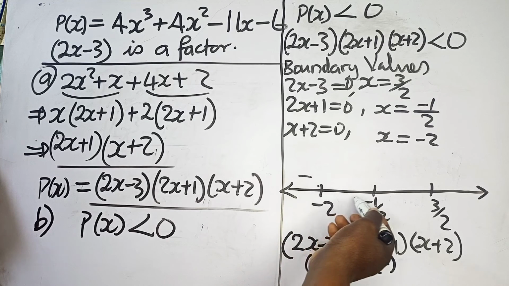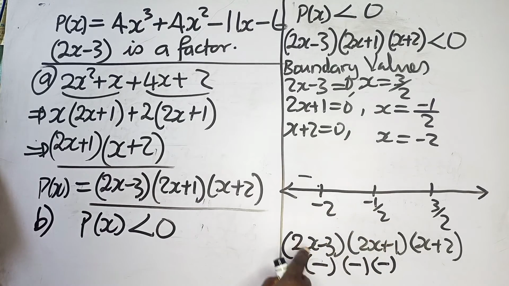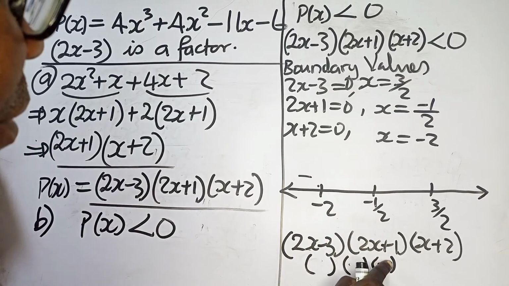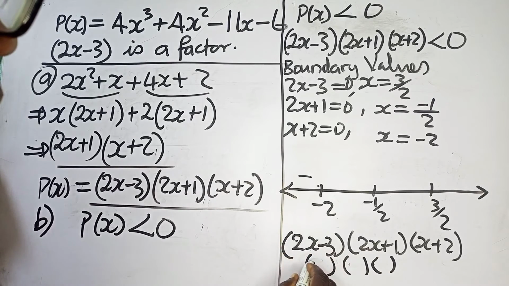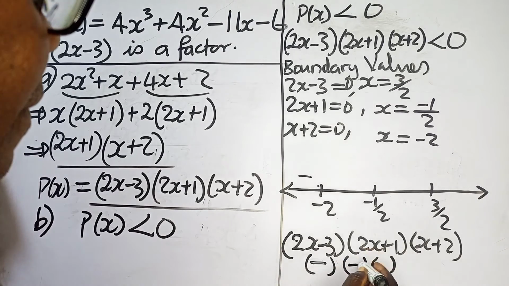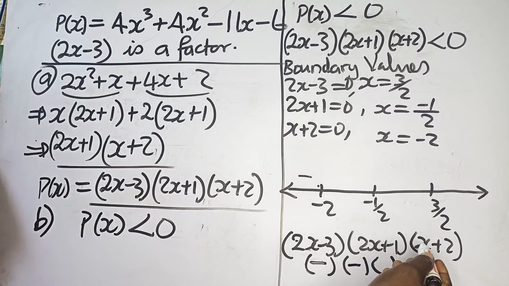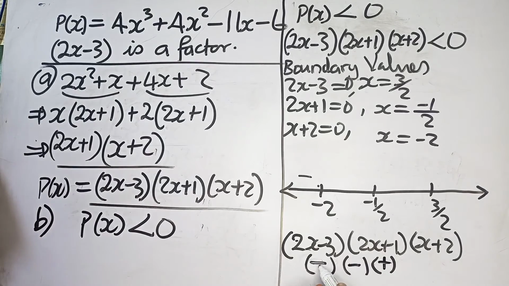Take a value in this zone. A good example of a value in this zone could be negative 1. Negative 1 is found in this zone. I will carry out our analysis and see what we get. So we'll put negative 1, we'll have negative 2 minus 3 is negative 5. We're just on the sign. Put negative 1 here, negative 2 plus 1 is negative. Put negative 1 here, negative 1 plus 2 is positive. All right, so we'll multiply out. Negative multiplied by negative, positive. Positive multiplied by positive, positive.